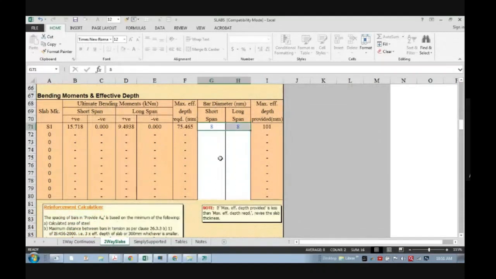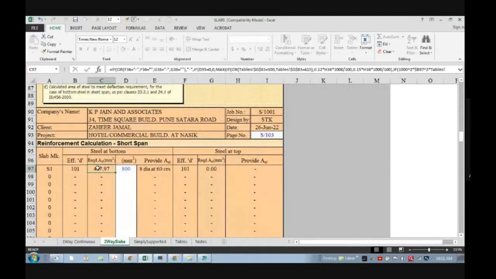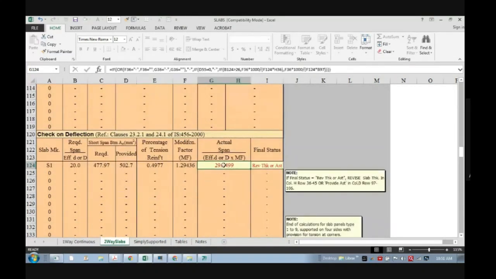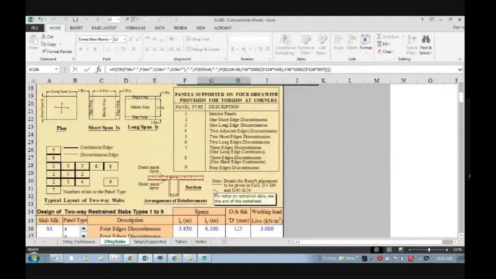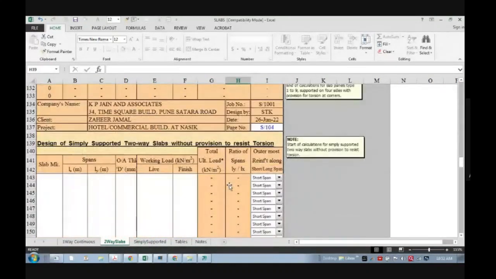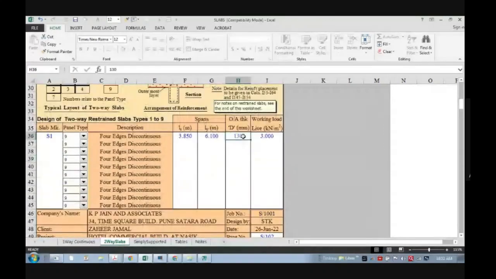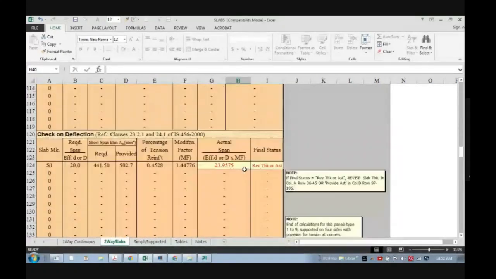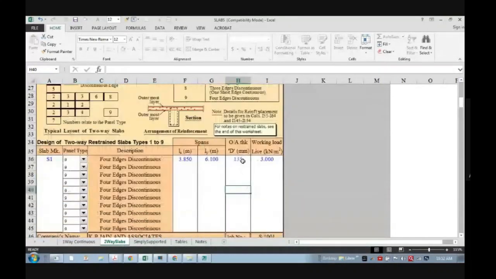And then let's assume 8 mm bars. And how much AST is required here? 477. Let's put 500. Here you will see that 125 mm is not sufficient because it is saying revise thickness or AST. That means 125 is not sufficient. So let's provide 130. Go down at the bottom. Again, it is saying revise AST. So still 130 is not fine. Then again go to 135. Again check. Still it is not satisfied. 140.